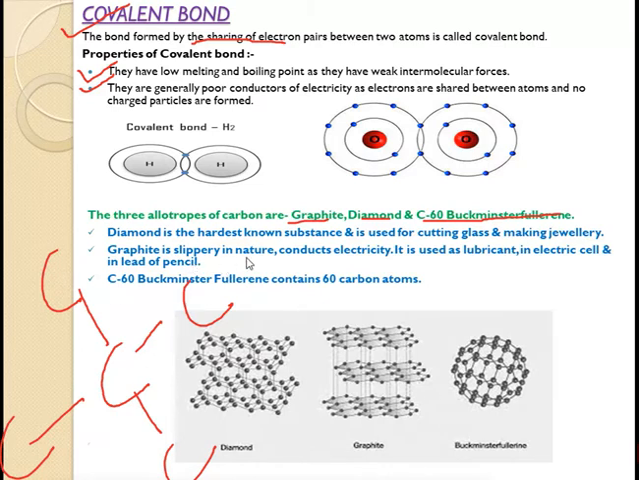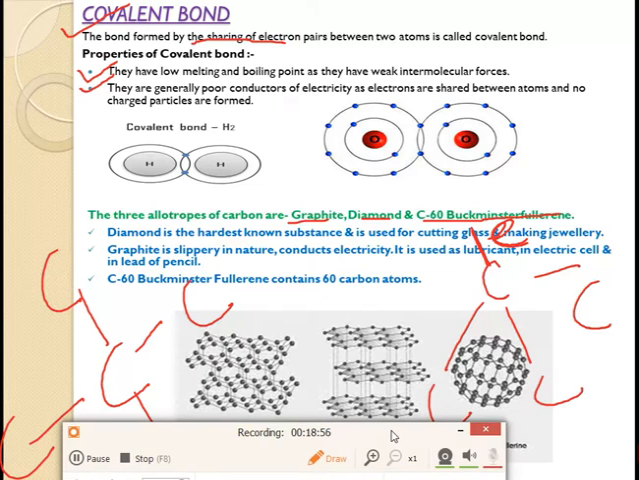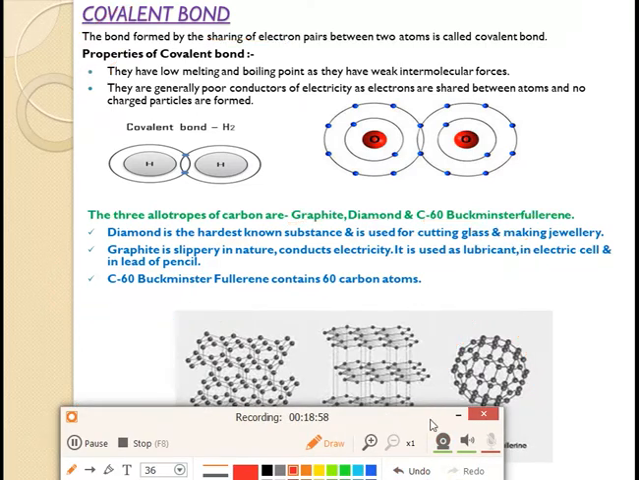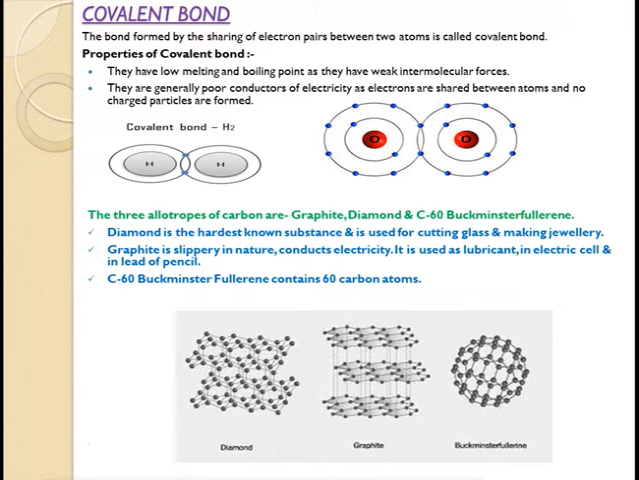Next, graphite is slippery in nature. In graphite, one carbon atom is joined with 3 other carbon atoms. One bond is left, meaning one electron is free in the carbon atom, because of which it is slippery in nature, and it also conducts electricity because of this free electron. It is also used as a lubricant in electric cells and in the lead of pencils. Now we have C60 Buckminster fullerene, and the C60 Buckminster fullerene contains 60 carbon atoms. So these are the 3 allotropes of carbon which we have to read in this chapter.